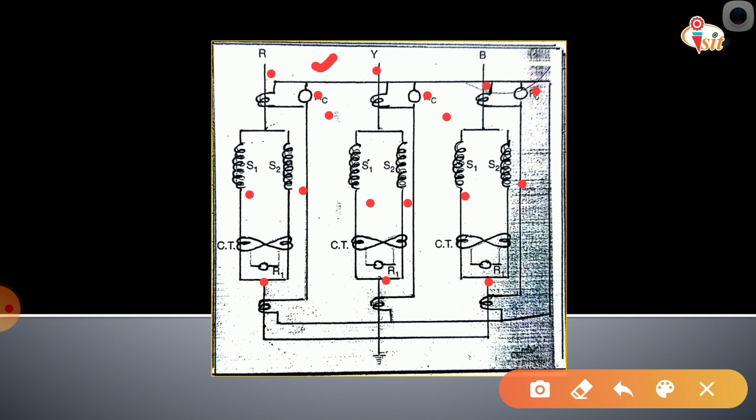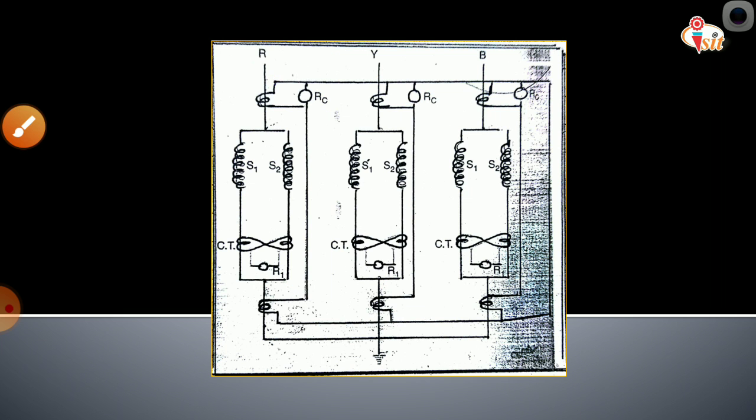RC will provide the protection against phase to ground and phase to phase faults, that is, R phase to ground, or Y phase to ground, or B phase to ground, or phase to phase, that is R to Y or Y to B. Then the RC relay will operate and provide the protection, whereas relay R1 will provide the protection in between the winding, that is, the internal fault protection.